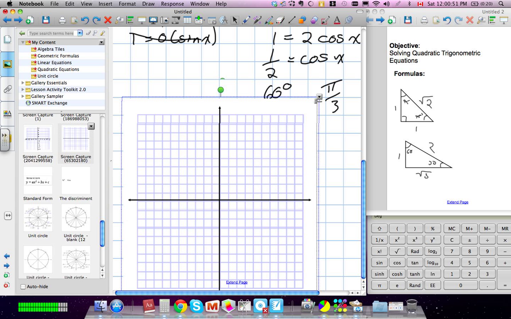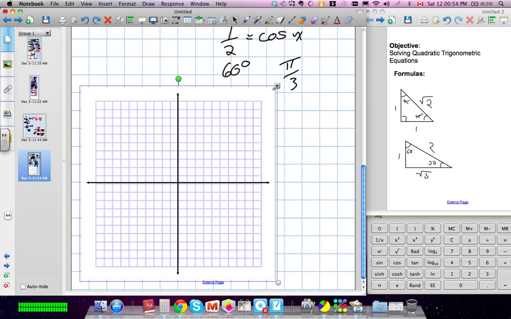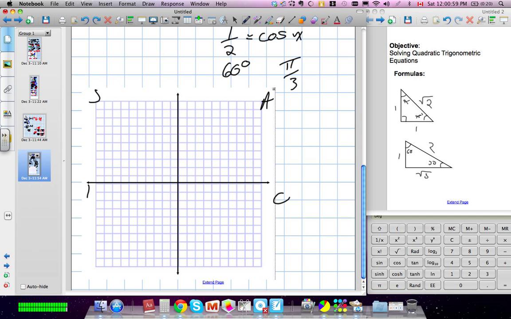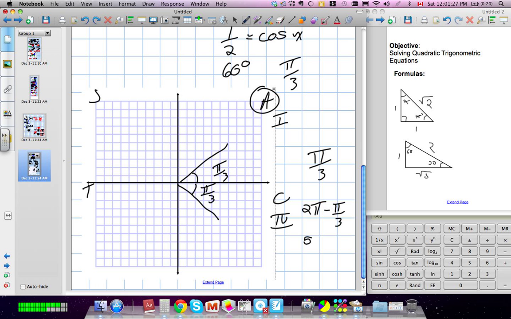Okay, so we have positive pi over 3, so we're talking our CAST system, C-A-S-T. Because we're positive, cos is positive in quadrant 1 and quadrant 4. So in other words, we have pi over 3, and we have pi over 3. So one of our answers is pi over 3. The other one is 2 pi minus pi over 3, which would give us 5 pi over 3. Yep. Those are your two answers.